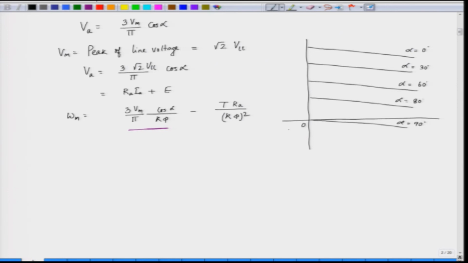is equal to 0. So, this is omega m on the y axis and torque on the x axis. This is the torque speed characteristic of a 3-phase full control converter fed DC motor drive, and this is used for higher power application. When the power is large, instead of a single phase converter, we go for a 3-phase converter. Now, we will discuss the multi-quadrant operation of DC drive.